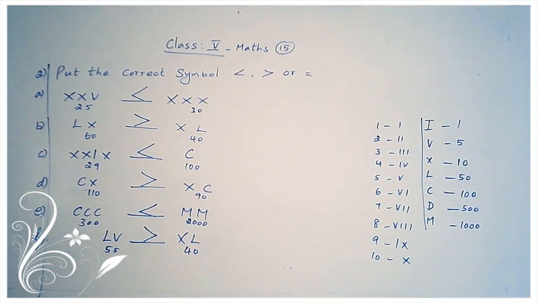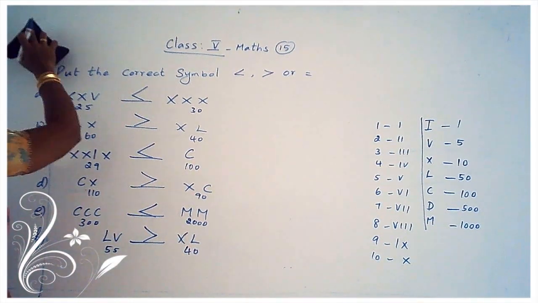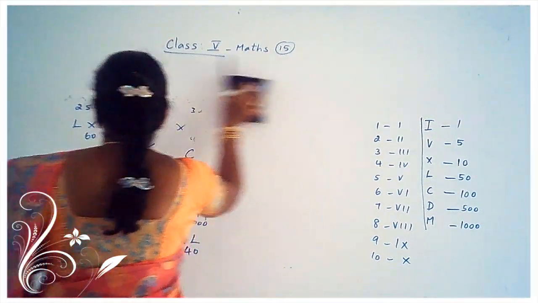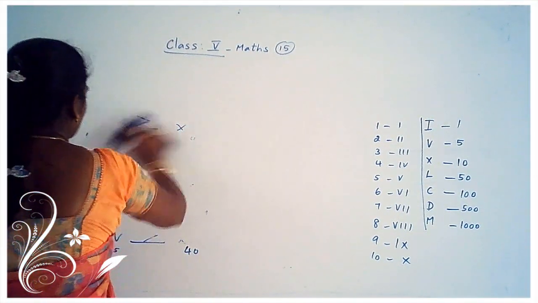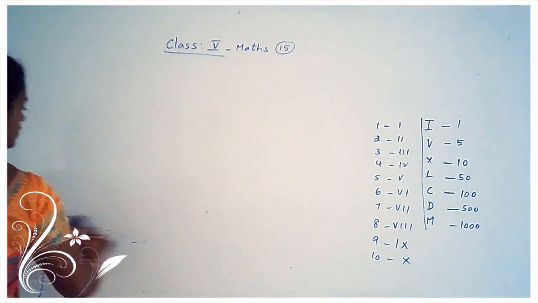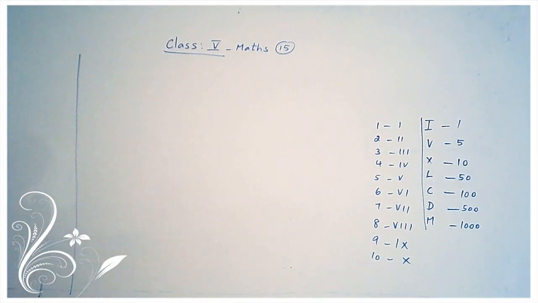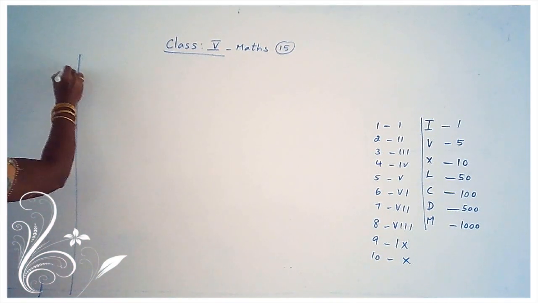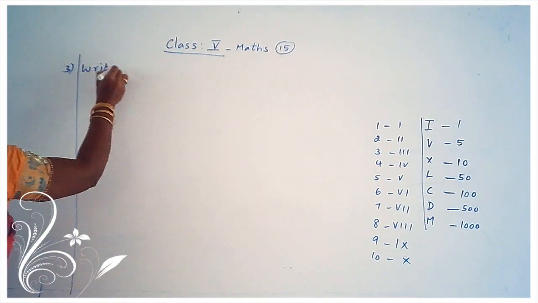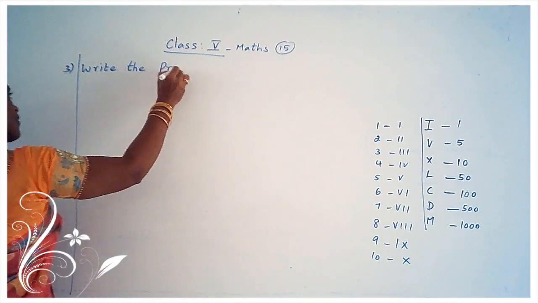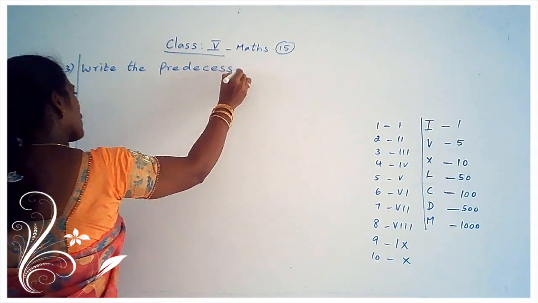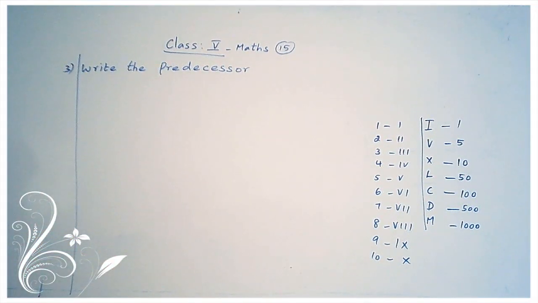Write neatly, children. Have you finished? I hope you have written. Okay. Now the next question. Third one. Write the predecessors for the following Roman numerals.